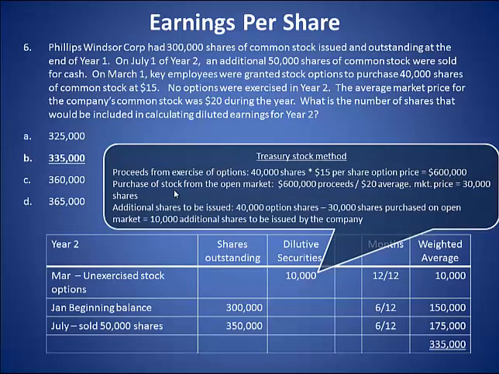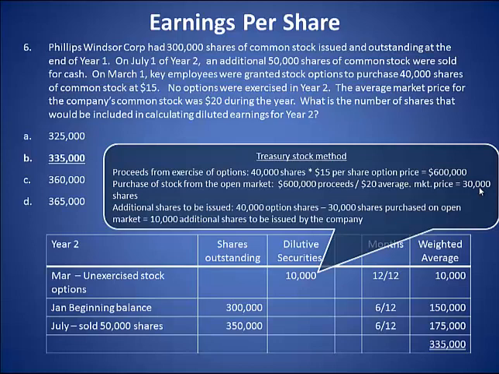Now, using the treasury stock method, we assume, we don't necessarily do this, but we assume that we can go on the open market and buy those shares of stock, and then give them to the employees who had purchased the stock through the stock options. So we could purchase the stock from the open market, where we have $600,000 worth of cash proceeds. The average price during the year was $20 per share, so we could have purchased 30,000 shares during the year.